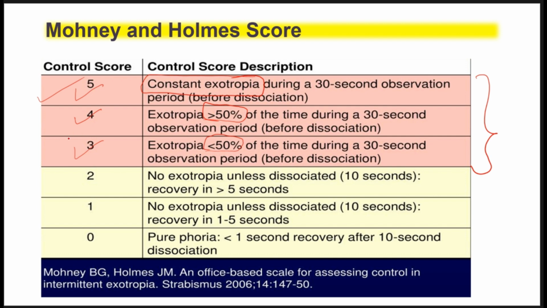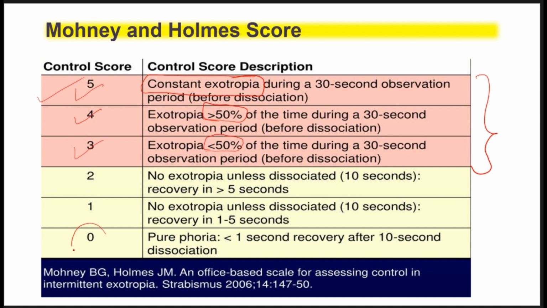Okay. Next, if there is no exotropia in that 30-second interval, then the clinician is going to intervene by dissociating the eye. It could be simply by using a cover-uncover test or by covering one eye, right? After this, the time that the eye takes to regain its alignment is noted, and based on that, the patient is scored 0, 1, or 2.